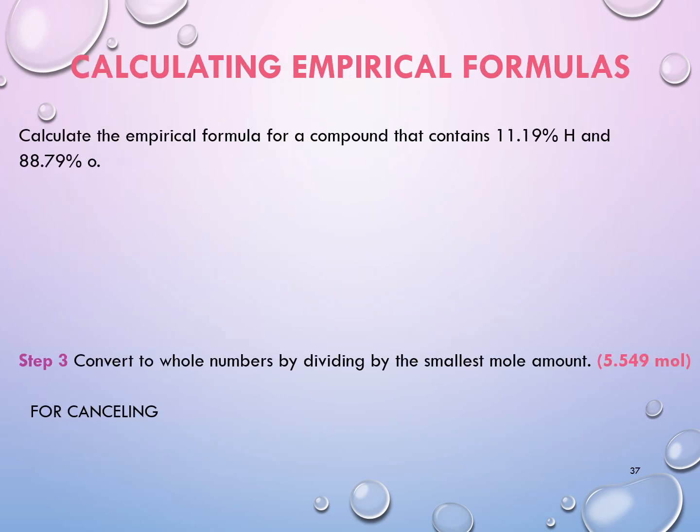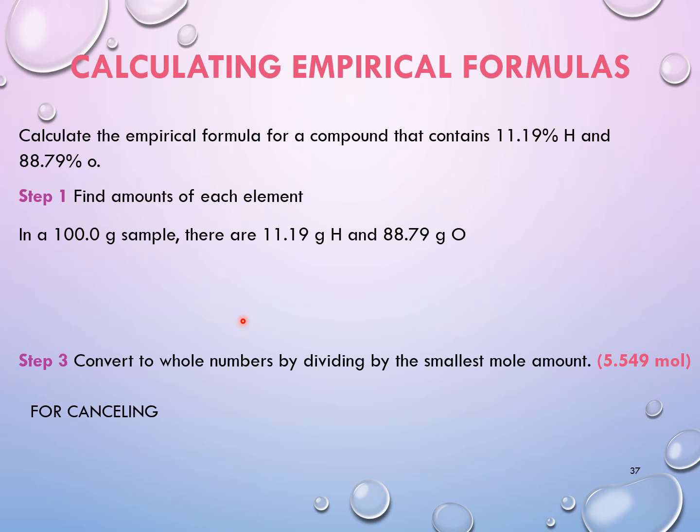So here's an example. The example is to calculate the empirical formula for a compound that contains 11.19% hydrogen and 88.79% oxygen. So since they gave us percentage, we want to assume now we have 100 grams for 100%. So that means we have 11.19 grams of H and 88.79 grams of O. And then we'll take each one, use the molar mass, and we'll change it to moles of each compound.